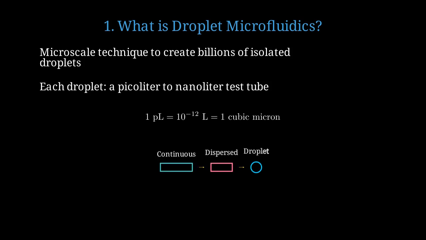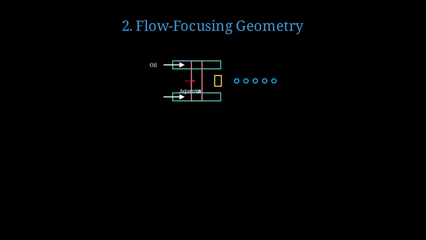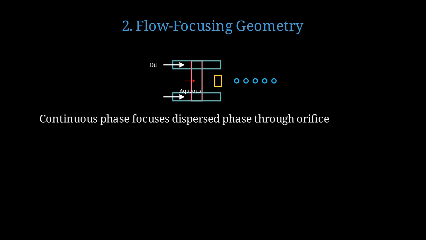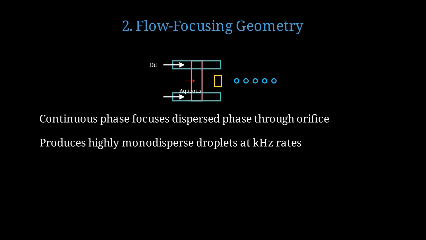2 immiscible fluids flow through microchannels. The continuous phase surrounds the dispersed phase, breaking it into uniform droplets. The flow-focusing geometry is one of the two main methods for generating droplets. In flow focusing, the dispersed phase flows through the center while the continuous phase flows from the sides, squeezing and breaking the dispersed phase into droplets. The continuous phase flows from both sides, focusing the dispersed phase through a narrow orifice where droplets form. This geometry produces highly monodisperse droplets at rates of thousands per second.